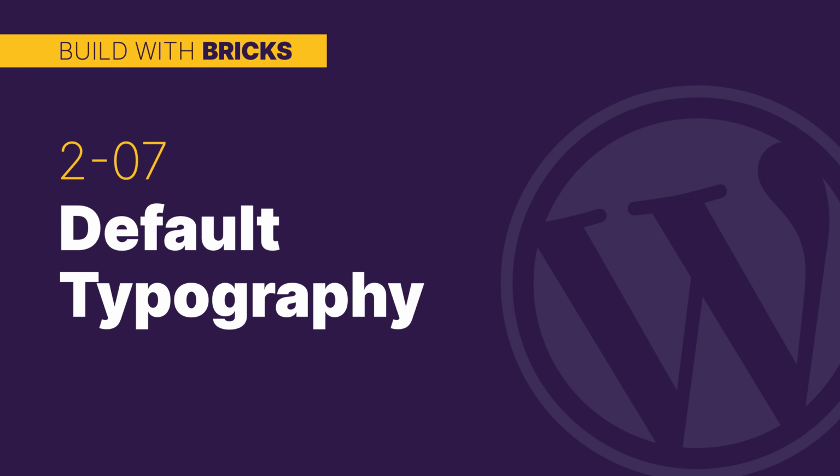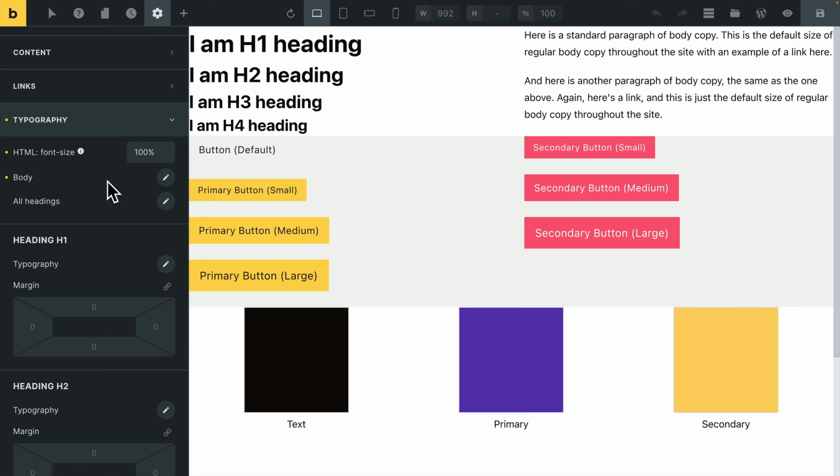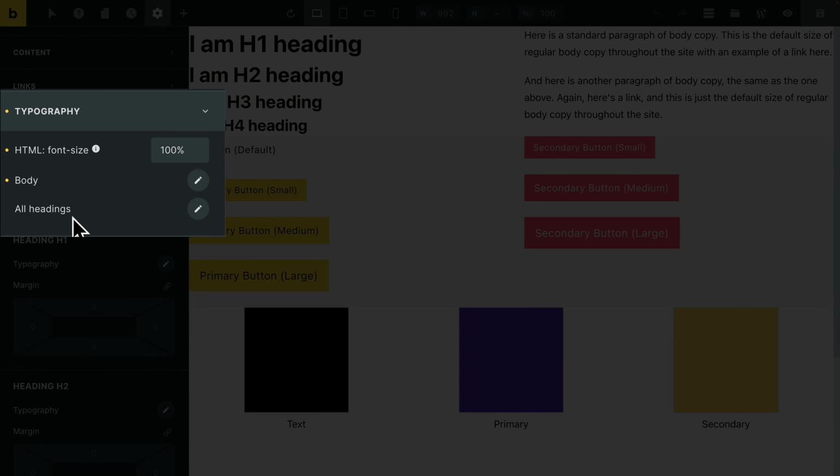In this lesson, we're going to set as many default styles for body and headings as we can. All the typography values are listed below this video, so you can follow along. I'll explain as we go. We're still in the typography panel. These first three settings are the top-level typography styles that will automatically trickle down and affect everything else.